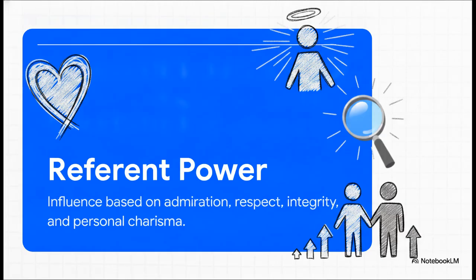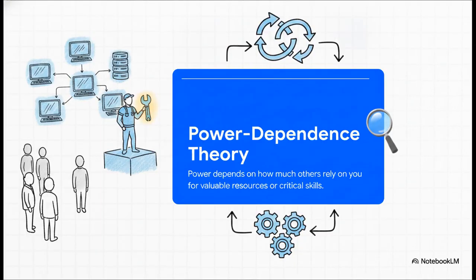And the fifth and arguably most potent type is referent power. This is influence based purely on personal charisma, integrity, and respect. Leaders who inspire others through their character generate deep organizational commitment rather than just compliance out of fear. Along with expert power, modern organizations highly prize referent power because, well, it creates teams that actually want to follow you. Beyond French and Raven, there's another fascinating framework we need to look at: power dependence theory.